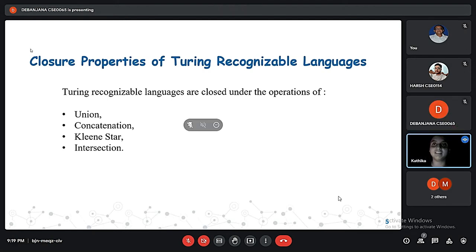So I will be discussing the closure properties of Turing recognizable languages, and these are namely union, concatenation, Kleene star and intersection. Now I will ask Debanjana to move on to the next slide.